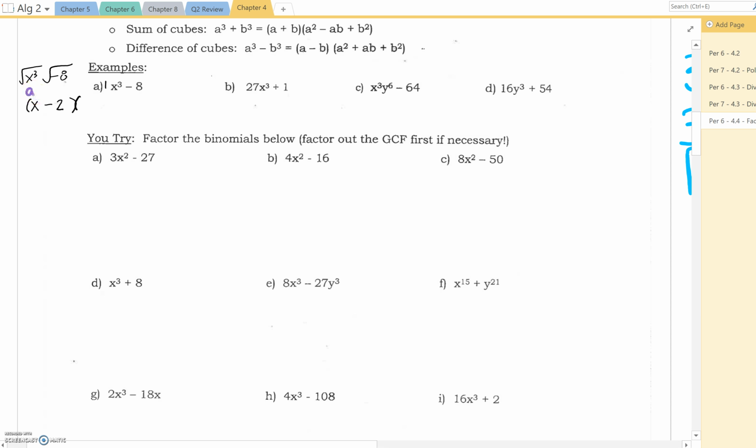And you tell yourself, this is your A term, this is your B term. Since it's a difference of cubes, you have to take your A and your B and apply them into this formula. So, A squared, or x squared, goes here. A times B is just x times negative 2. And then B squared is negative 2 squared, so plus 4. Okay. This is your final answer.